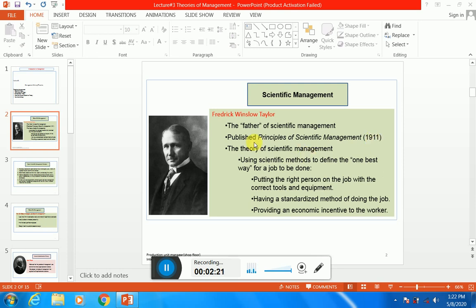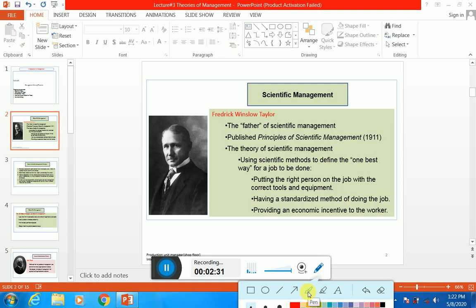And that was published by the name of Principles of Scientific Management. The theory that became famous was basically famous by the name of Scientific Management Theory. As the name implies, scientific management. It means in this theory Taylor introduced scientific techniques to complete a task.